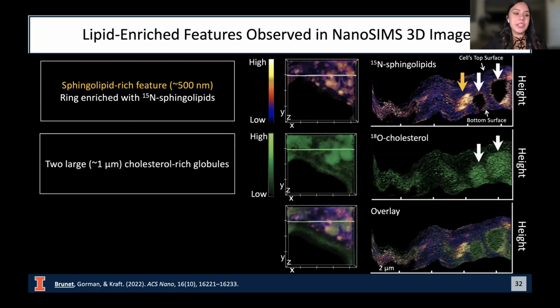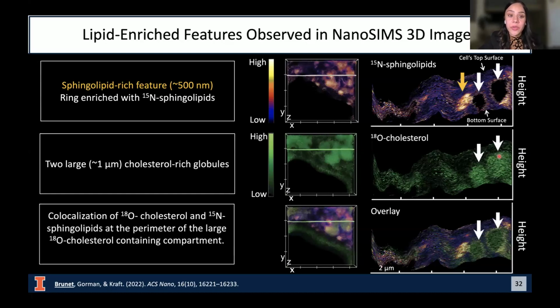But now when we go to the cholesterol image, we see in the same region these two cholesterol-rich globules that are about 1 micrometer in size. And even more interesting, when we overlay both of these images, we see that these sphingolipid-rich rings are encasing the cholesterol-rich globules, and they're not just encasing them, but on the periphery, they're also co-localizing. So based on shape and composition, we believe that these features may be late endosomes, which are sorting stages for membrane molecules.